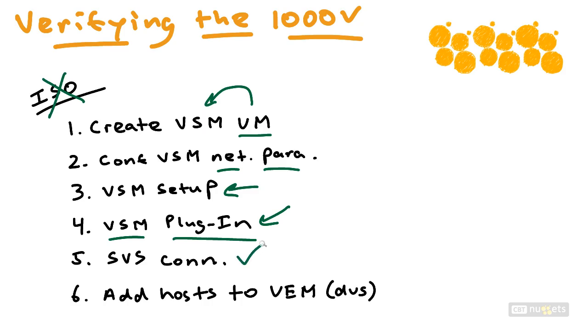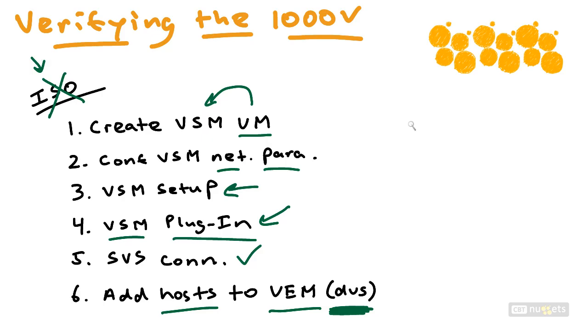Then you would configure the service connection, the glue between the Nexus Supervisor module and the vCenter installation that you're working with, and then your distributed virtual switch would appear in VMware's vCenter, and you'd have a virtual Ethernet module that you could start plugging virtual machines into. Now, I said this isn't really the recommended method because there's very little that's automated for you. There's no wizard walking you through any of these steps.